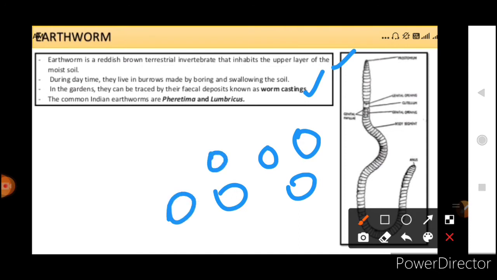The common Indian earthworms are Pheretima and Lumbricus. You have to remember these are the genus names. It will be Pheretima posthuma.